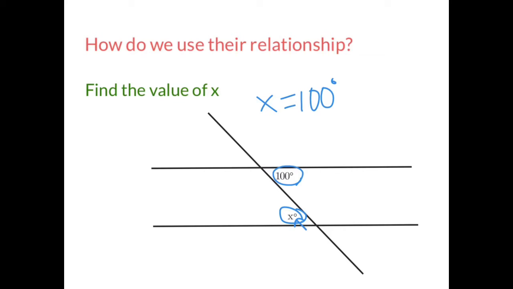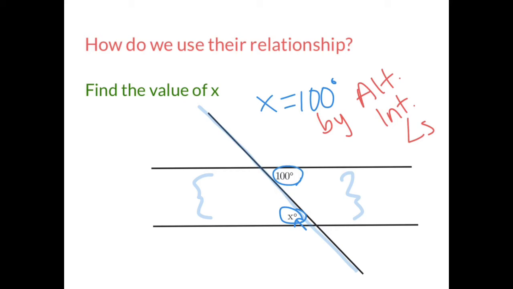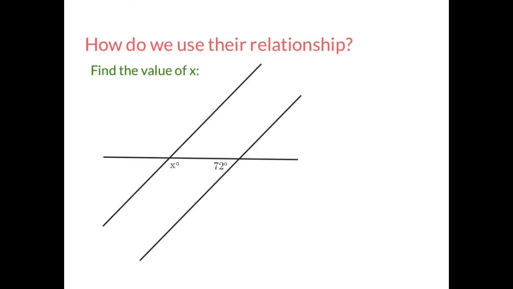So the angles are on opposite sides of this transversal, and they are on the inside of the parallel lines. So x equals 100 degrees because, we'll say, by alternate interior angles. So just also trying to focus on the explanation of why the angle equals out to be what it is.